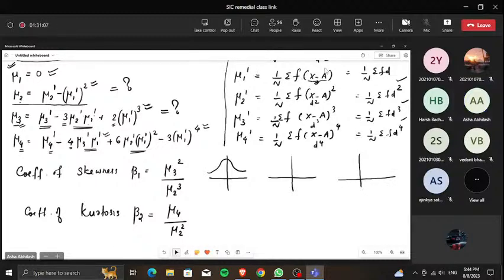Yes. Is there any doubt? Any doubt? Ajinkya Sate, any doubt? Coefficient point is not visible.